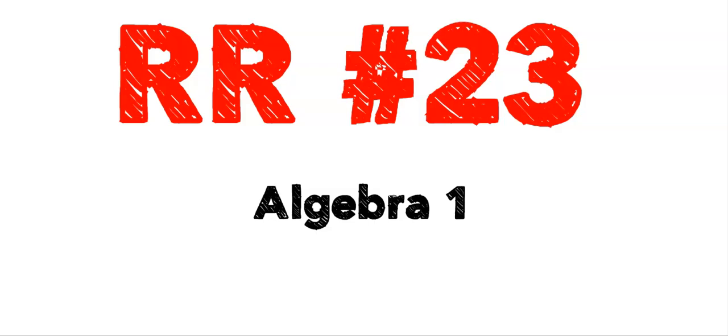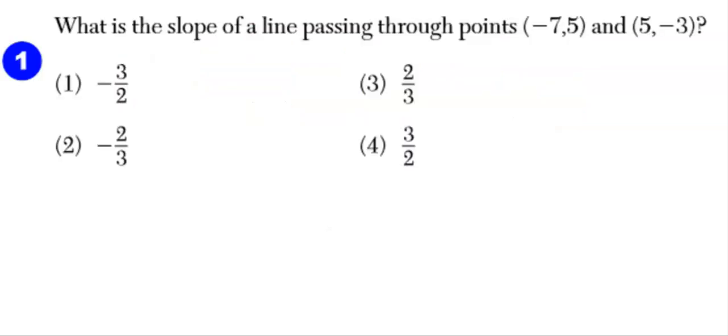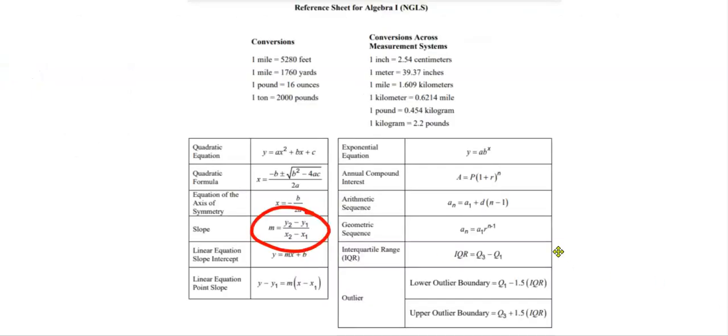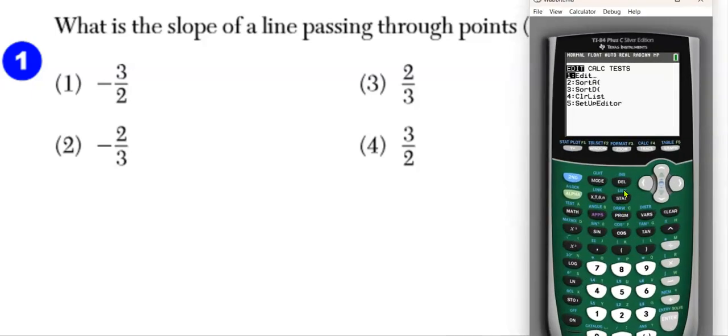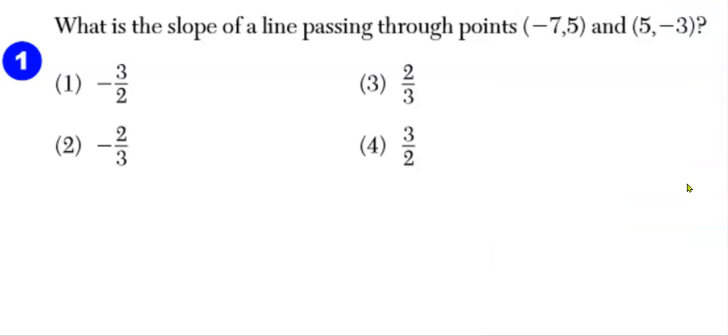Regents review number 23. The first question asks you to find the slope of the line passing through the following 2 points. There are 2 ways to solve this. The first is by using the slope formula, which can be found on your reference sheet. The second is by using your calculator's Stat Edit button to calculate the linear regression between those 2 values. Let's try using the formula first.